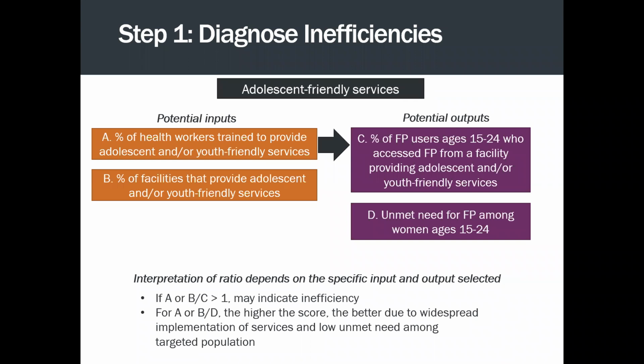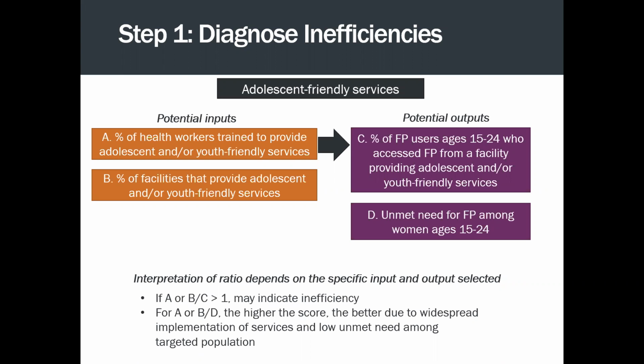And in terms of output, we would ideally look at the percentage of family planning users ages 15 to 24 who access family planning from a facility providing adolescent or youth-friendly services. We would want the ratio to be at least 1 in this case. If these data are not available, we can also use unmet need as an output. This ratio is a bit more difficult to interpret, but basically the higher the ratio, the better in most instances, because we want adolescent-friendly services to be implemented at scale and for unmet need to be very low.